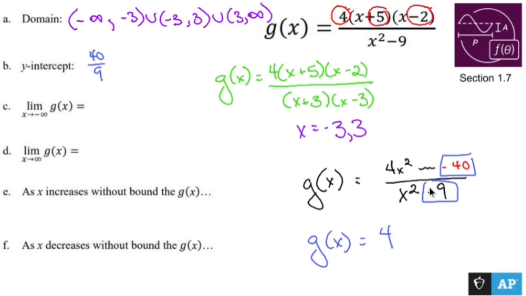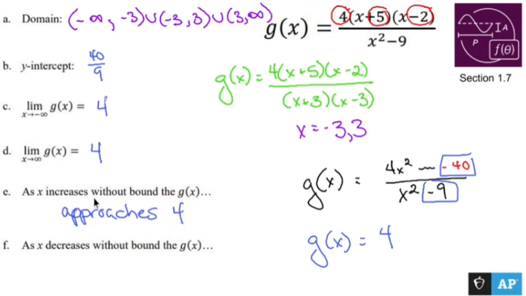So when I plug in negative infinity in air quotes, I get 4. And when I plug in regular infinity, I also get 4. Which means as x increases without bound, the g of x approaches 4. Remember, my end behavior gives me a horizontal asymptote. And that horizontal asymptote is going to be at 4.